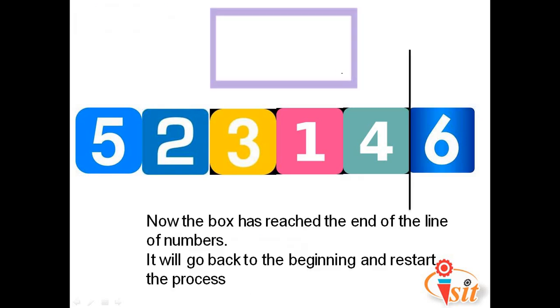So again we'll move to the next, like now the box has reached the end of the line of numbers. It will go back to the beginning and restart the process. So here we already got the largest element in the list into the last position of the array, that is the 6. Again we'll start the same procedure from the beginning of the list.